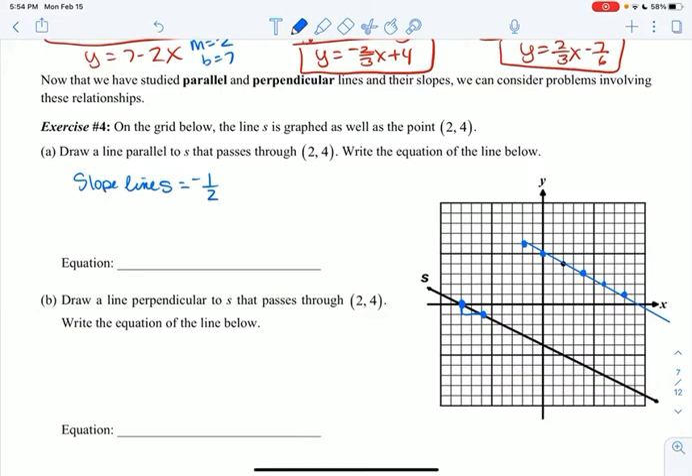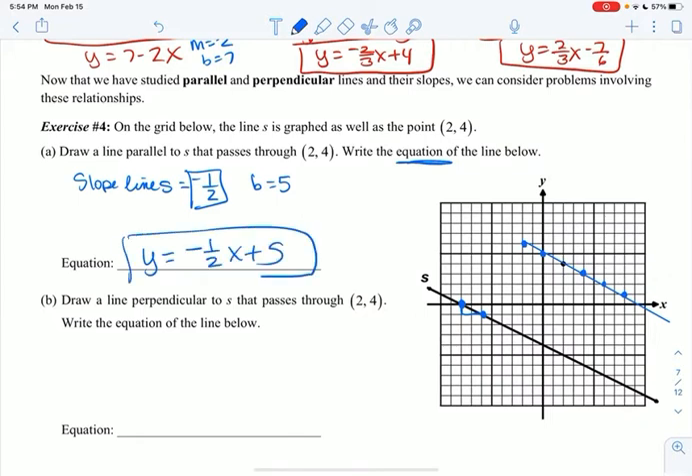Now they want me to write the equation of that line also, so I drew it. For the equation, I need a slope, which I already have, and I need a y-intercept. Well, my y-intercept is going through the y line at 5, so that equation is y equals negative 1/2 x plus 5. Not too bad.